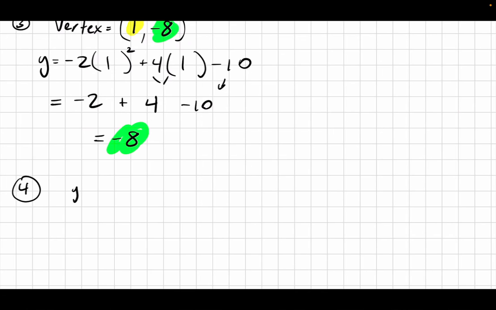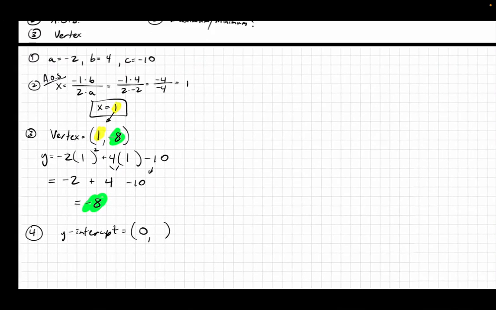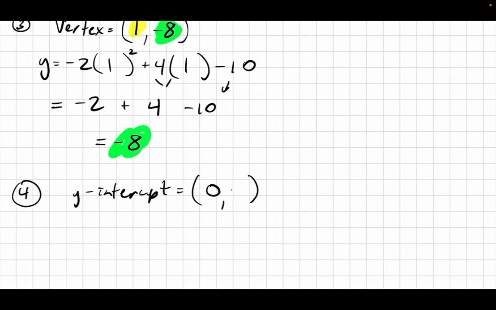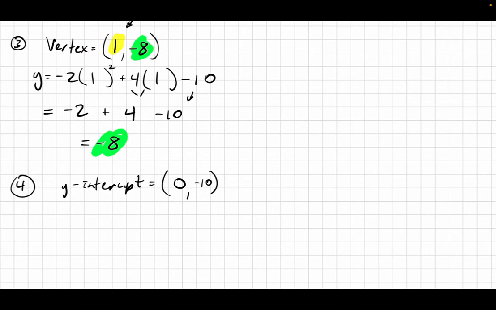Y-intercept. Well, now that we know the little trick, you can just use the little trick, or you can plug in 0. Remember, for standard form, the trick is it's always C. So C was negative 10, so it's going to be negative 10. Or you can plug in 0. That works too.